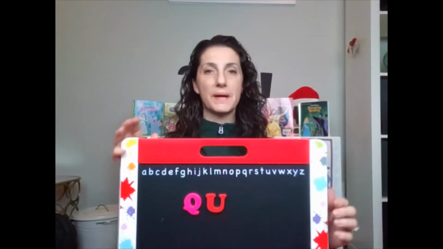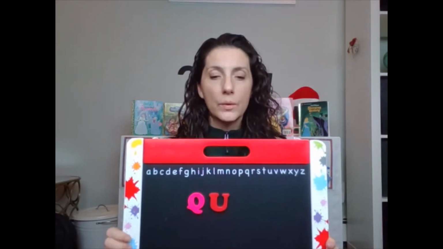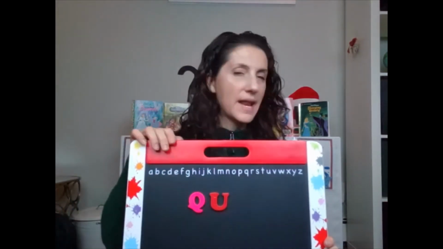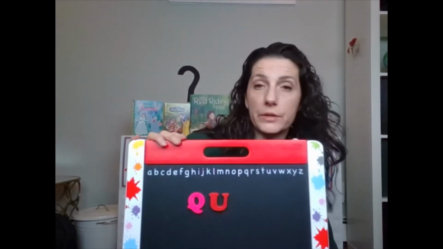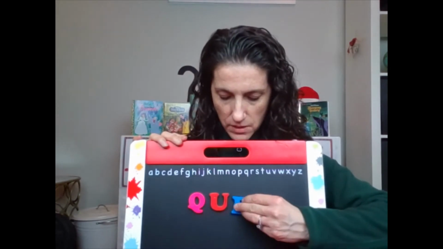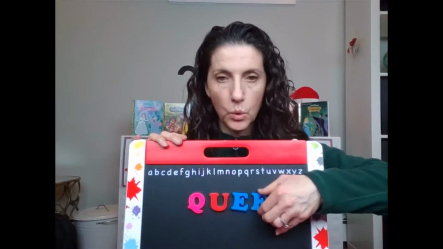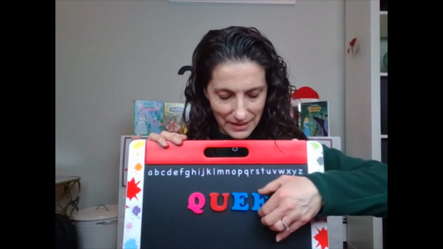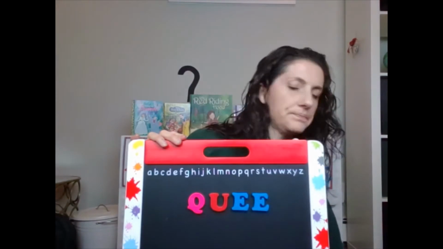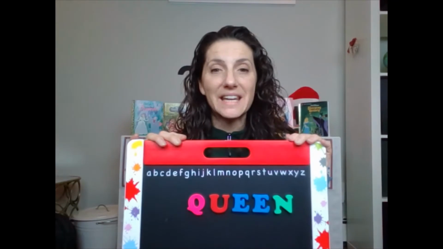Okay, so why don't we spell out a few words? Yesterday, we spelled out queen. Who remembers how to spell queen? We already have the qu. Now we need E. What do you think? The long E sound can be made simply by using an E, or in this case, two of them. Queen. What makes the N sound? N. Here we have queen.